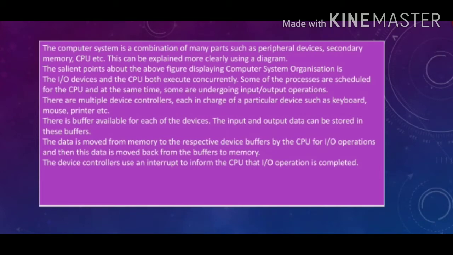The salient point about the above figure displaying computer system organization is that the I/O devices and the CPU both execute concurrently. Some processes are scheduled for the CPU and at the same time some are undergoing input-output operations. There are multiple device controllers, each in charge of a particular device such as keyboard, mouse, printer, etc. There is a buffer available for each of the devices. The input and output data can be stored in these buffers.